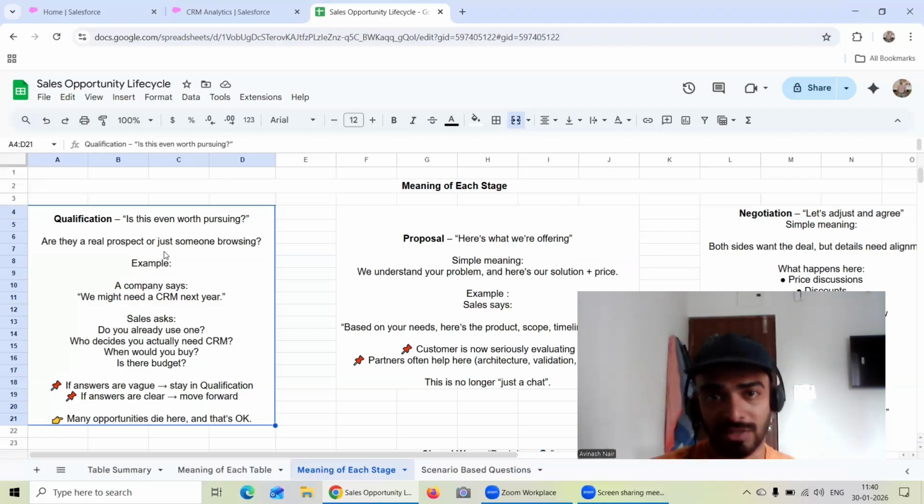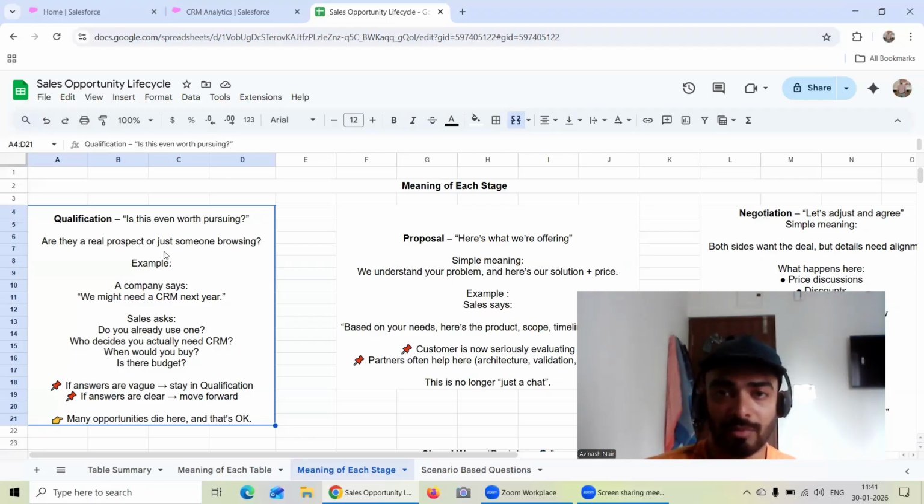Again, this is a business to business conversation. Then, when would you buy? Is there a certain budget which you have? Because let's say if you want to buy a Salesforce CMatics product, or Salesforce as a cloud in general, how much budget do you have, what is the need, and how quickly do you want to take this and upscale your business? If answers are vague, stay in qualification. If answers are clear, they will move forward.